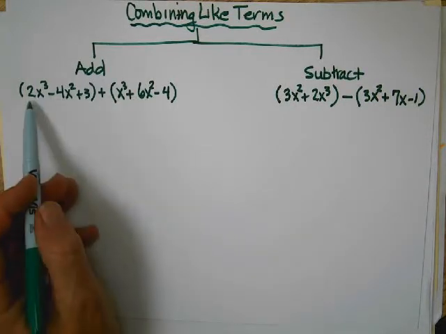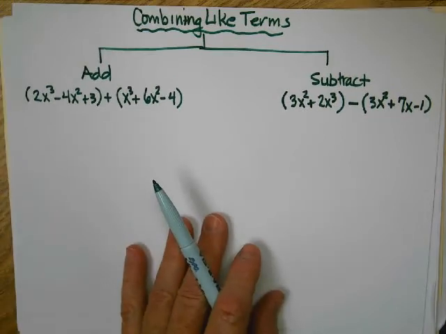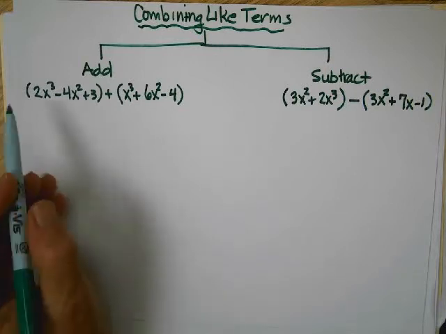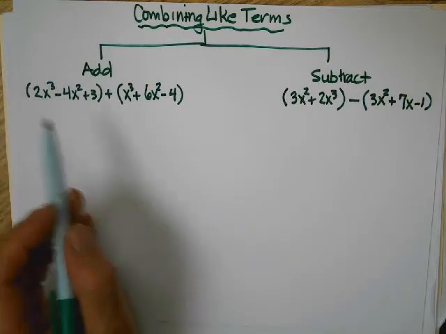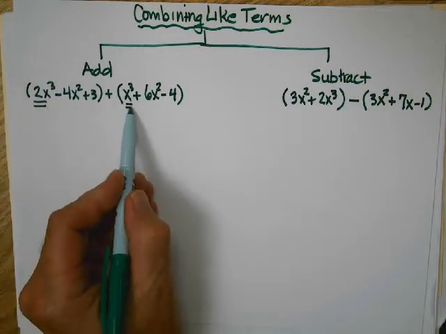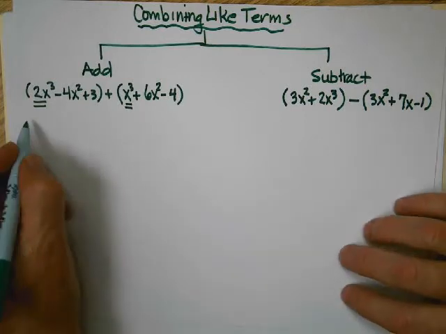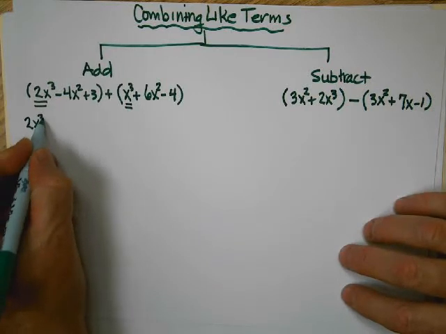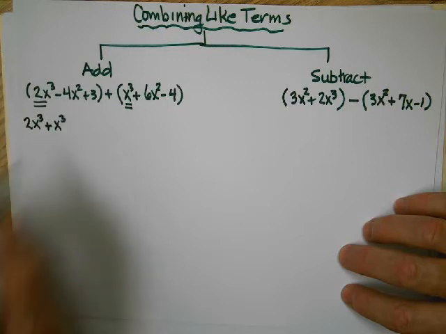What is our first step when we look at this problem we're trying to add like terms? We have to remember what a like term is. A like term is something that has the same exponent and the same variable. So we have 2x cubed and x cubed. And we want to start with the highest exponent as we go down in this problem. So we're going to have to add those together. We're going to take the 2x cubed plus the x cubed.